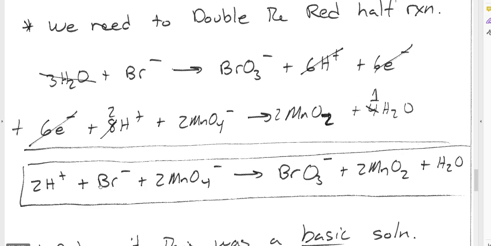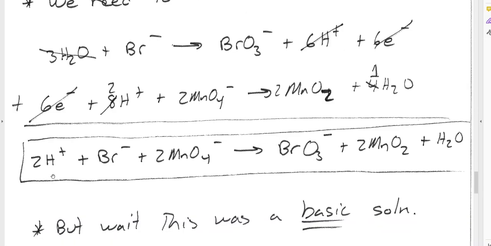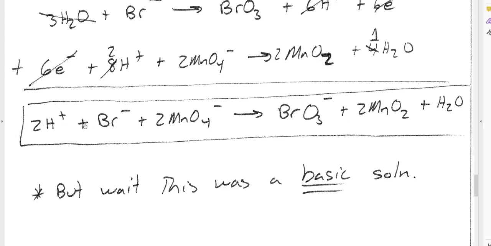So 2 H pluses plus a bromide ion plus 2 permanganates yields a bromate ion plus 2 manganese oxides plus a water. So this is a balanced oxidation reduction reaction, but we got to pump the brakes. This would be the reaction if you were told that it reacted in an acidic solution, but it doesn't react in an acidic solution, it reacts in a basic solution.